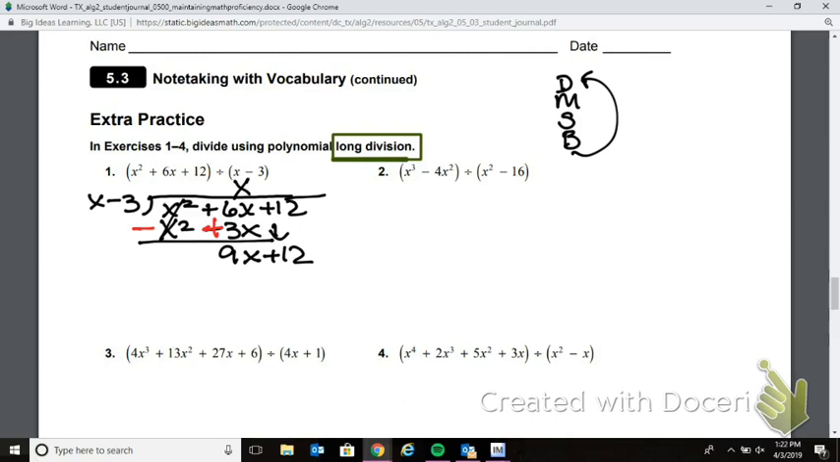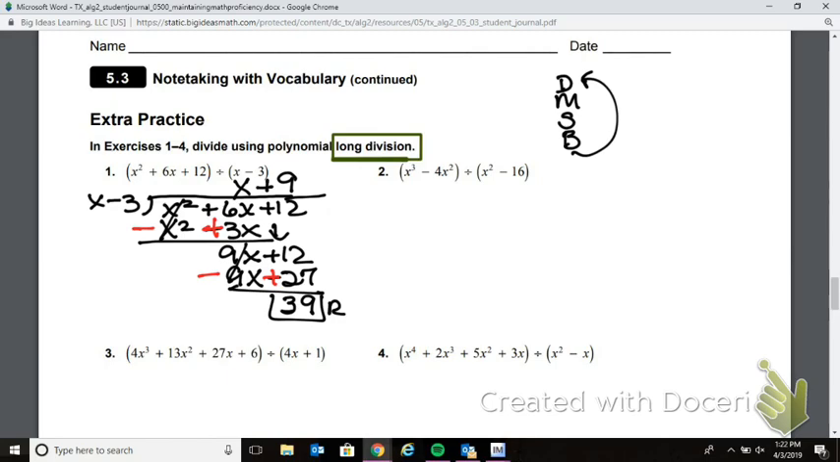Are we good? Okay, now we're going to do it again. So we just look at the first number, 9x divided by x. What does that give us? 9, good. So again, we'll put that in the constant column now, up above the 12. And then we'll distribute that 9 to both terms in the divisor, so we'll get 9x minus 27. All right, subtracting again means change both signs. 9x's cancel, we get 39. This is our remainder.